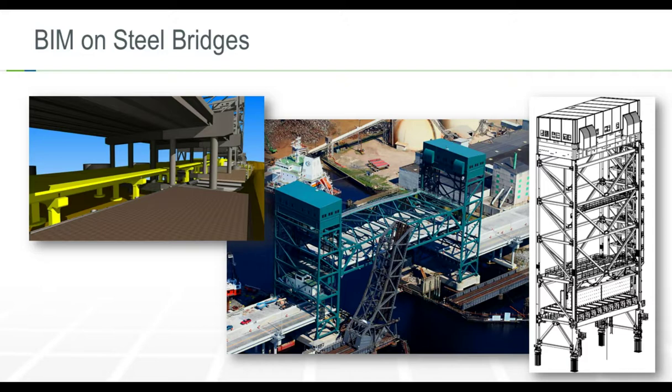From a steel bridge standpoint, this is the Gilmerton Lift Bridge in Chesapeake, Virginia. From a structural steel standpoint, this was pretty complicated. There was over 20,000 tons of structural steel. These towers had to be erected over the existing Bastille Bridge.